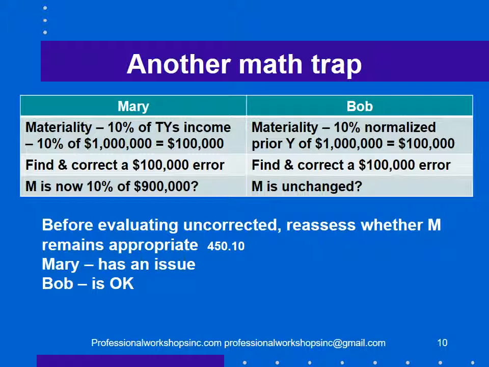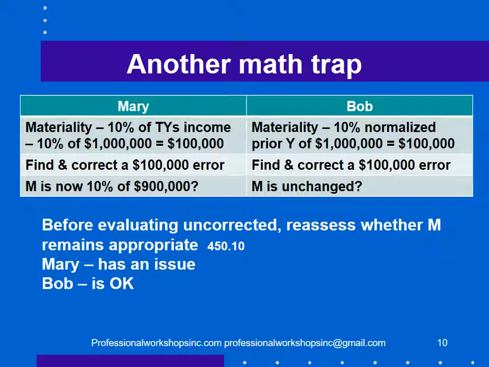Now, there's a hint on the previous slide as to how we can avoid another math trap. And let's consider two people setting materiality for the same audit. The first person says, well, I'm going to pick 10% of this year's income, which I expect to be $1 million, and 10% of that's $100,000, and that's my materiality. The second person says, well, I'm also using income, but I'm normalizing prior income, and by coincidence that also happens to be $1 million. So 10% of that is $100,000. So we both go into the audit with $100,000 materiality.